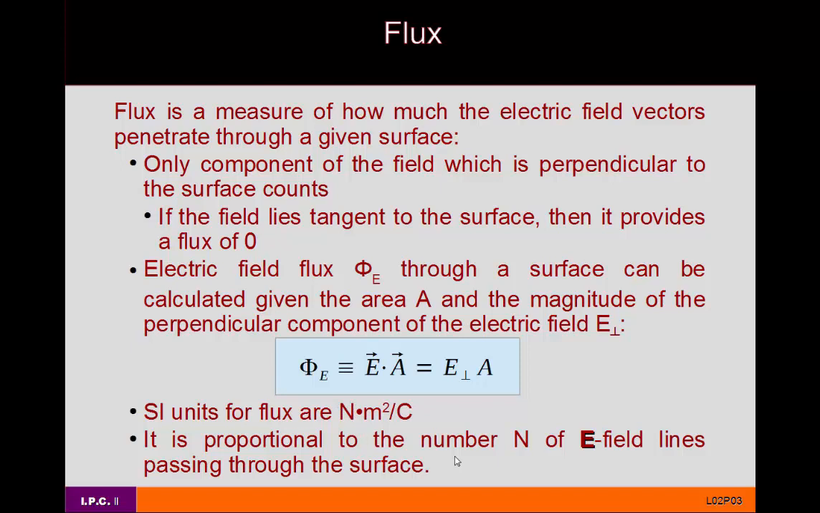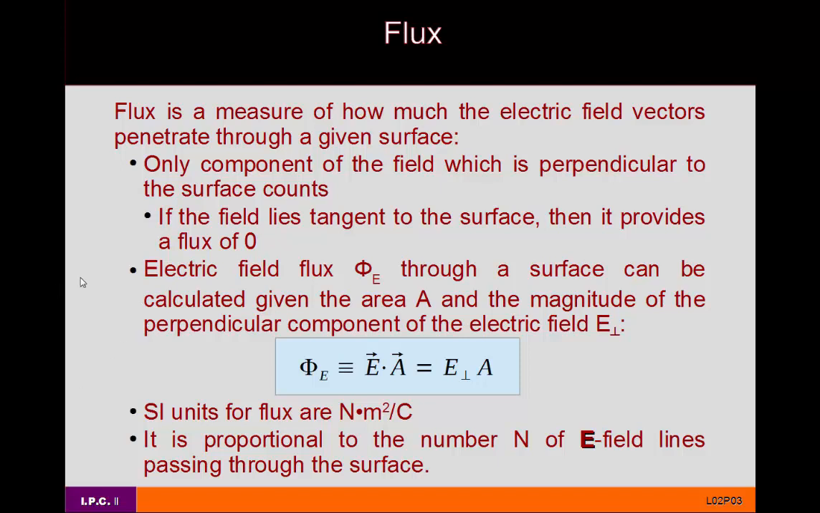And one last little note on this page is that if we want to figure out what the relative strength of the flux of the electric field is through two given surfaces, it's always going to be proportional to the number n of the electric field lines which pass through each surface. So if you get the same number of field lines passing through each surface, regardless of the angle between the two, as long as it actually does pass through and not run tangent to, then the magnitude of the flux is equal for those two surfaces.